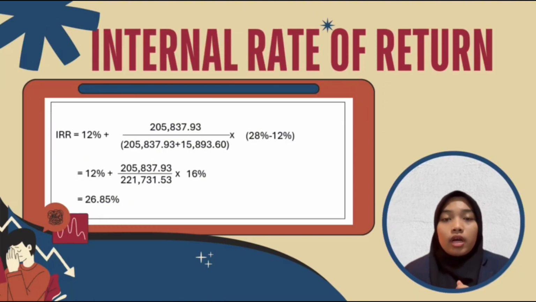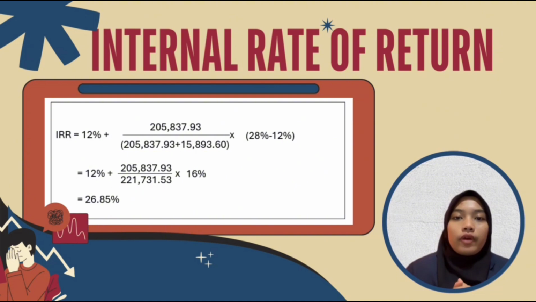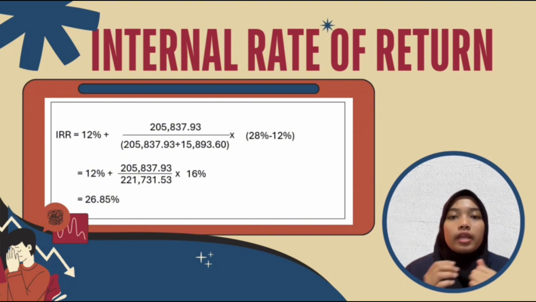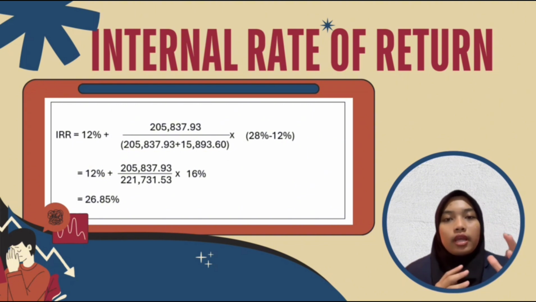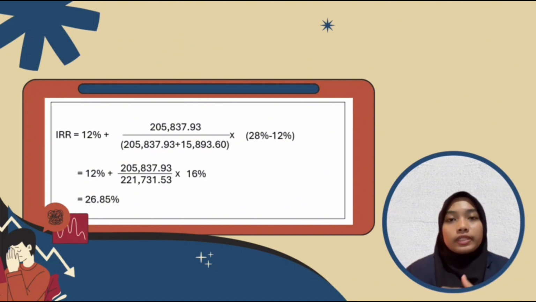Now, let's take a look at how to calculate the internal rate of return or IRR. First of all, we take 205,837 ringgit and 93 cents, which is the initial NPV. Then we divide it by the sum of 205,837 ringgit and 93 cents and 15,893 ringgit and 60 cents. Once we do this, we get the IRR, which is 26.85%.